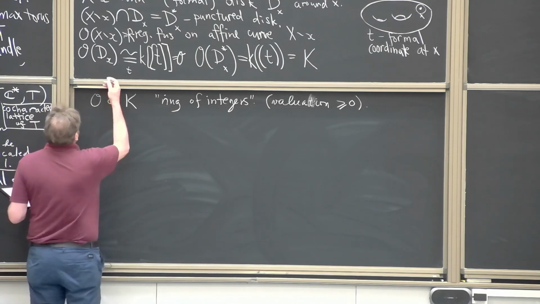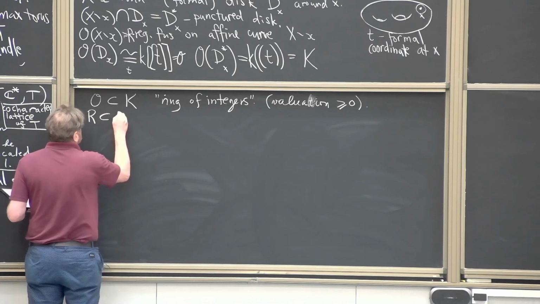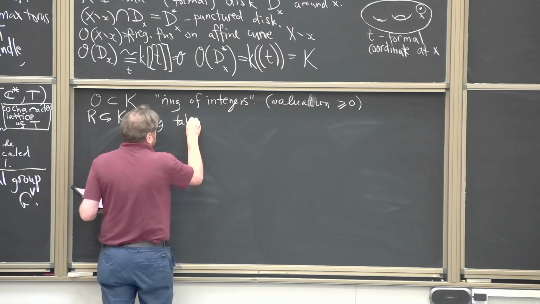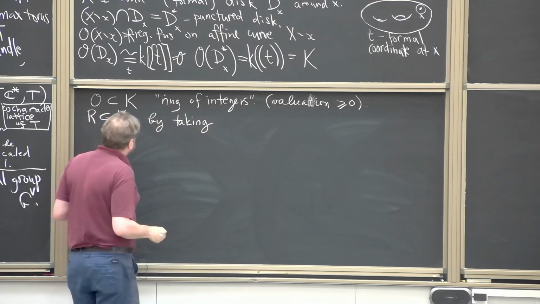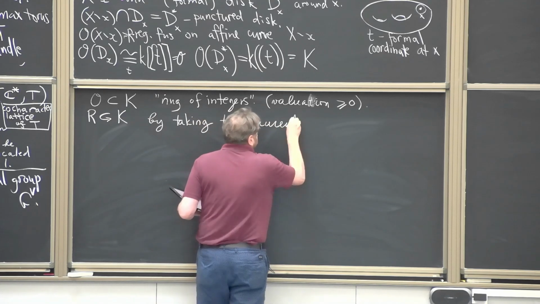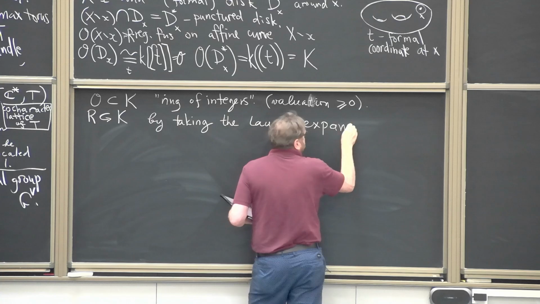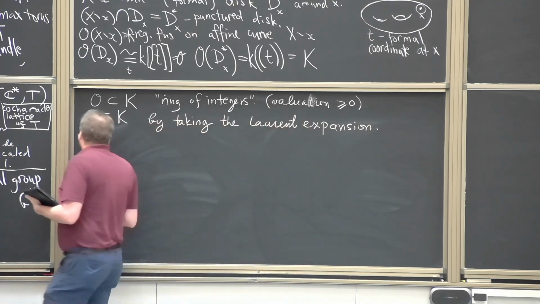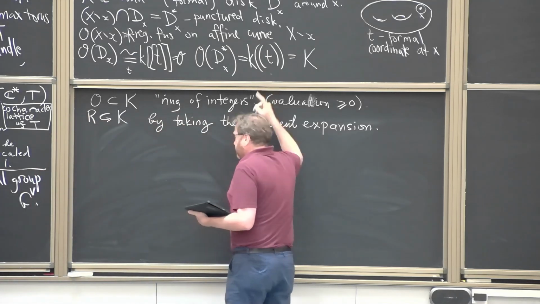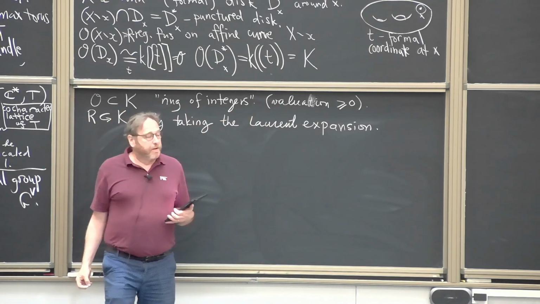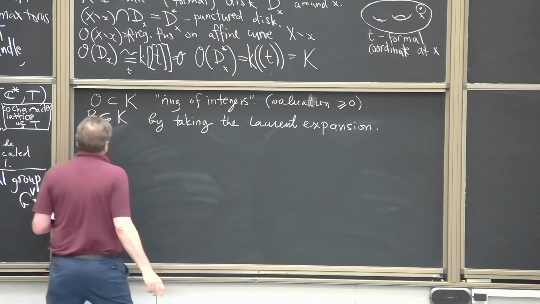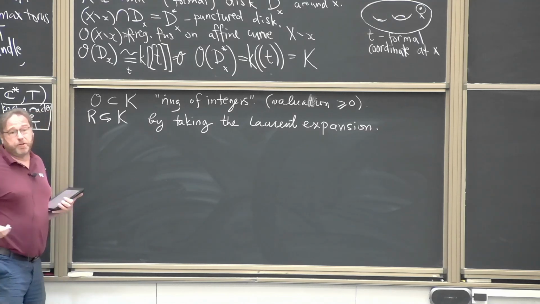And also, we can embed these functions on X minus x into K. And this is obtained by taking the Laurent expansion. Of course, to take Laurent expansion and end up here, you need to choose a coordinate. But it's easy to show that if you think about them canonically as this, without choosing coordinate, then this inclusion doesn't depend on the choice of the coordinate.